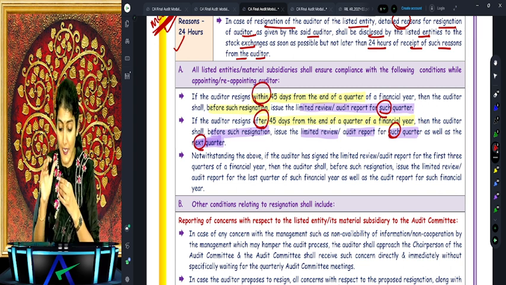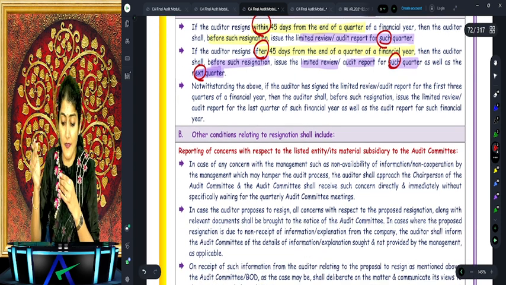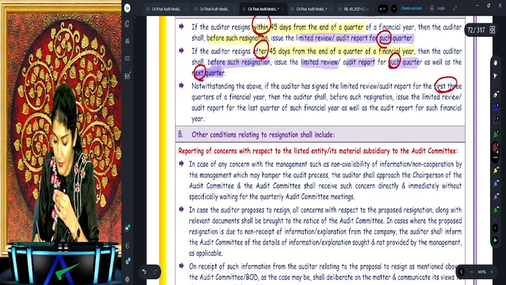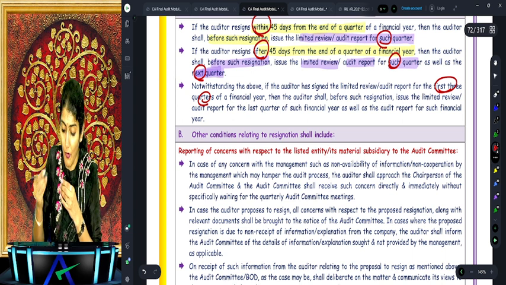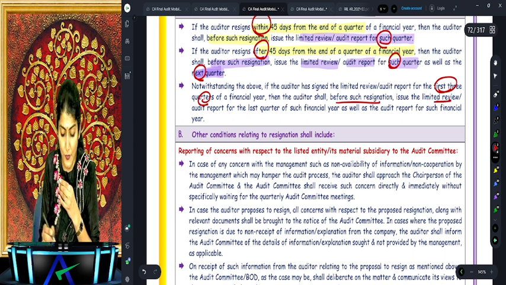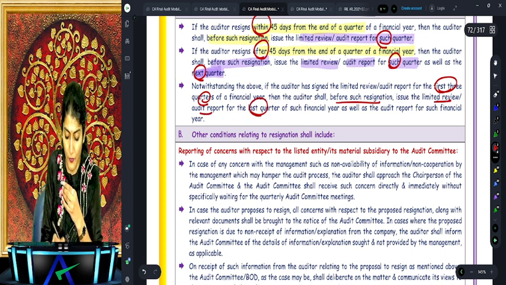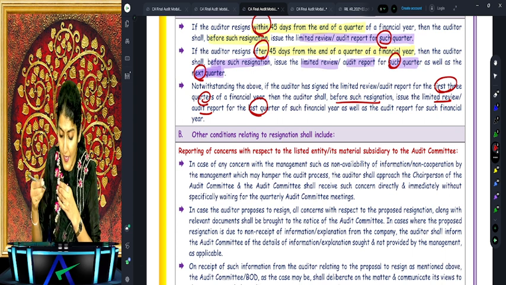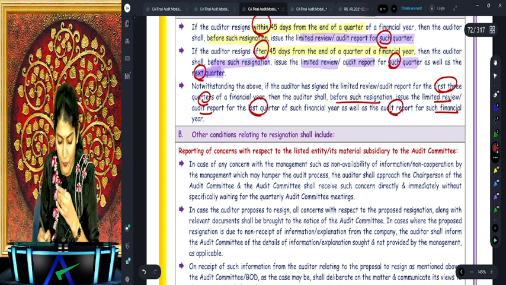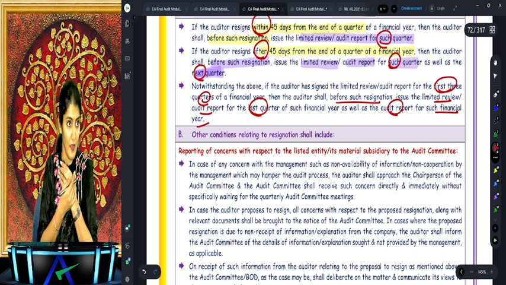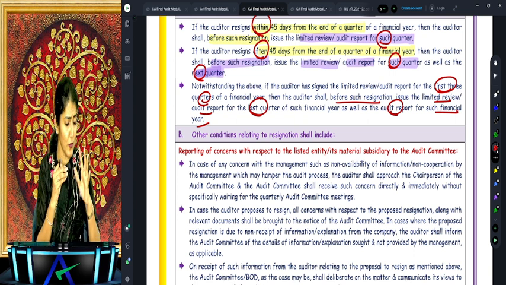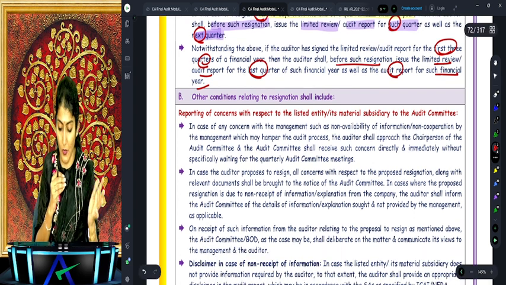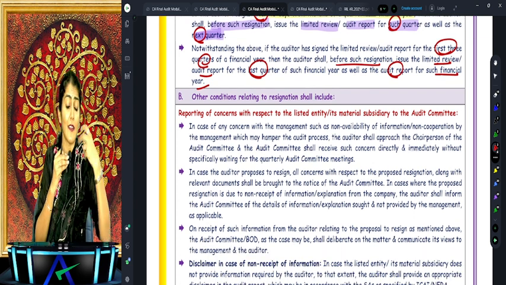And notwithstanding the above, if the auditor has signed the limited review audit report for the first 3 quarters, then the auditor before such resignation has to issue the limited review audit report for the last quarter of such financial year as well as the audit report for such financial year. Right, so what I already discussed with you, the same provisions are given over here. Okay, right. Now, why would an auditor resign?